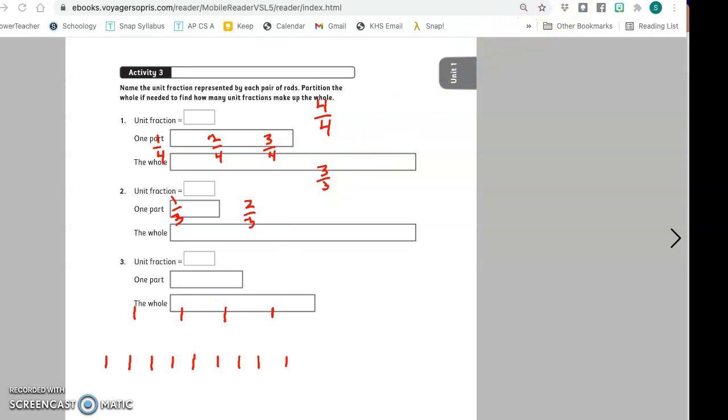Here we have activity 3. Name the unit fraction represented by each pair of rods. Remember, the unit fraction is just one part of the whole, right? The whole here, if they're showing me this is one part, well, how many of these one-part boxes can I fit into this whole? If I draw a line right here, I can fit 1, 2 of them. So my whole I know is going to be 2 halves. So my unit fraction is going to be 1 out of those 2.